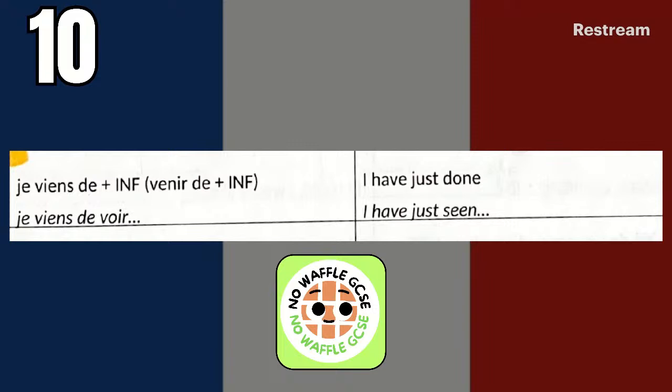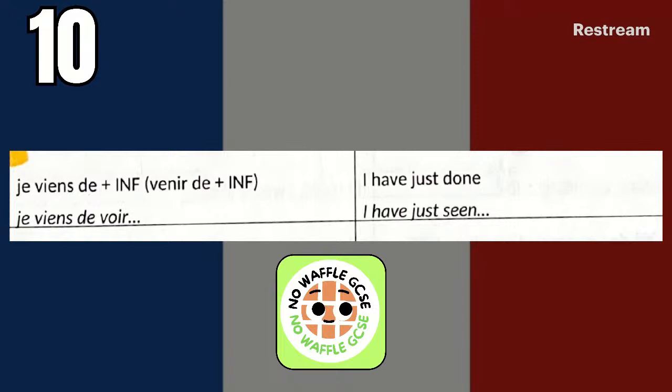Now this actually counts as a whole other tense. So I would definitely recommend at least trying to put this phrase somewhere in your GCSE French writing. So the I have just done, I've just seen, I've just eaten, that counts as another tense. For some reason, it doesn't count as present and it doesn't count as past. It's this extra tense that you get marks for. So if there's one tense I would want you to use, it's this one.